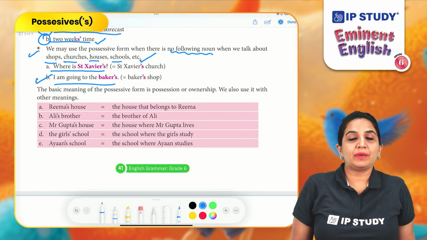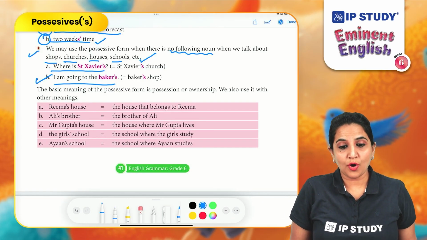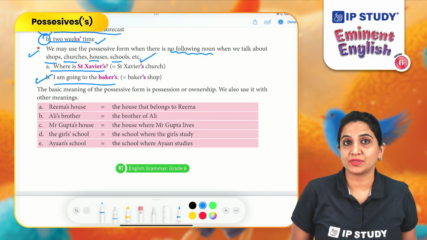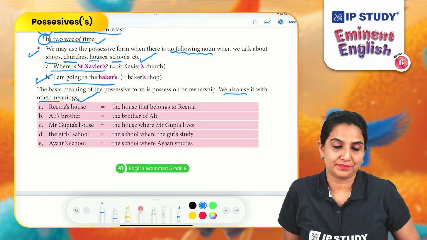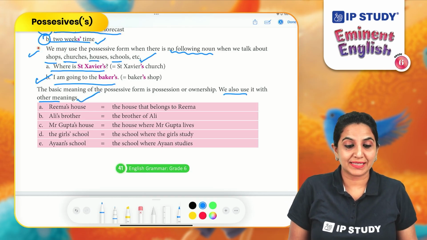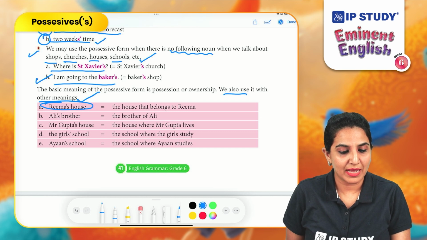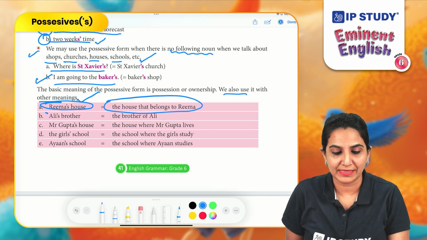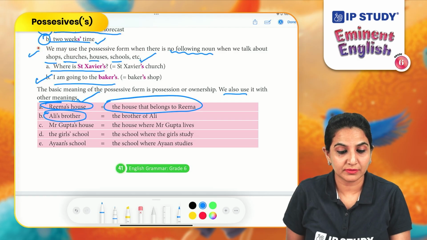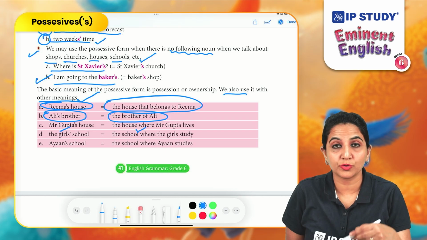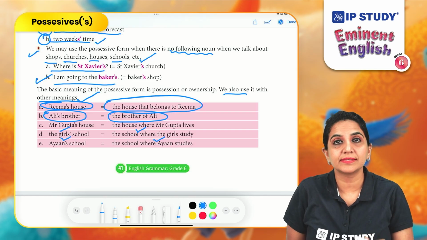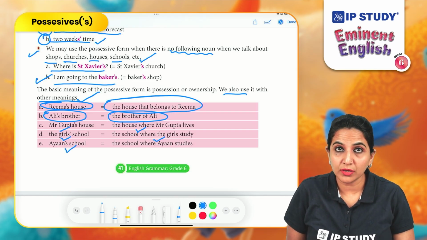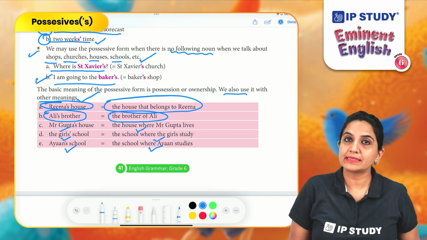So, the basic meaning of a possessive form is to show possession or ownership. We also use it with other meanings as well. Let us read some more examples like Rima's house. The house that belongs to Rima. Ali's brother, the brother of Ali. Mr. Gupta's house, the house where Mr. Gupta lives. The girls' school, the school where the girls study. Ayan's school, the school where Ayan studies.